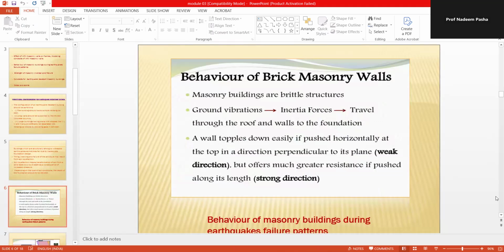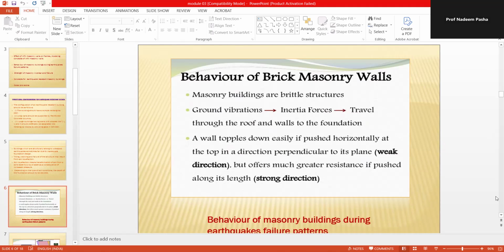Now, behavior of brick masonry walls. How will the brick masonry walls behave? The masonry buildings are brittle structures. They are not ductile, they are brittle structures. And the ground vibrations are then shifted to inertia forces and they travel through the roof and walls to the foundation. See here, when an earthquake occurs, the horizontal forces and lateral forces act on the building, as a result of which ground vibration starts, and inertial force is developed through the roof and walls to the foundation.